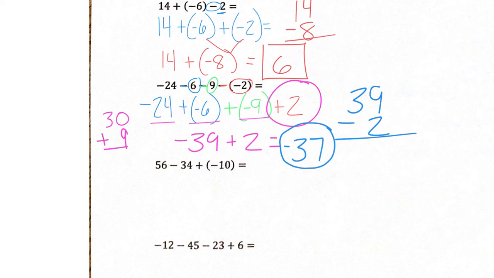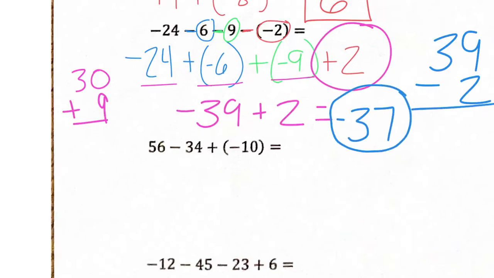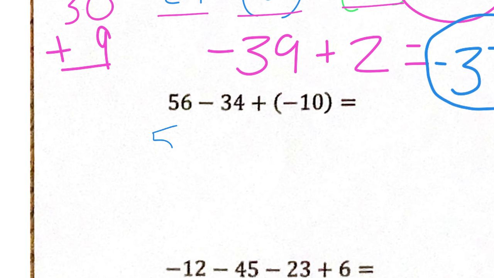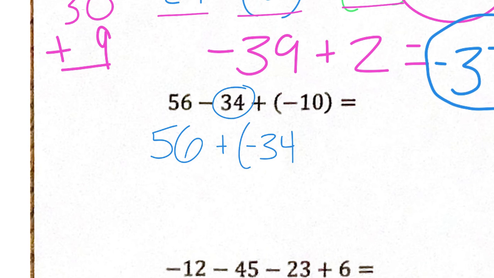All right, let's look at the next one. We have 56 minus 34 plus a negative 10. Let's rewrite it. Leave 56 alone. That becomes an addition sign. That is a positive 34, so it needs to become a negative 34. And I know you're like, Miss McKinney, I can do 56 minus 34. That's fine, but we are working on creating new equations. And then we get to leave the next one. Don't change it. We get to leave it. Leave it alone. It's already addition.